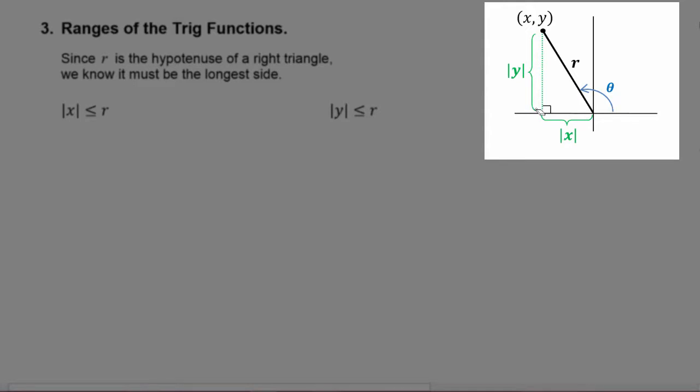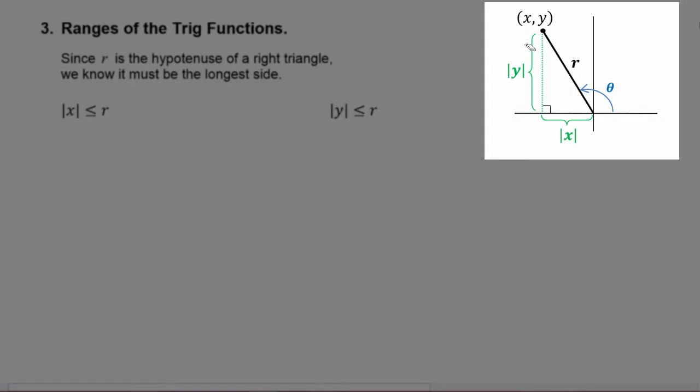Now, the x and y coordinates may be positive or negative depending on whether you're in quadrant 1, 2, 3, or 4. For example, in this case, our x coordinate would be negative, but the length of a side of a triangle, of course, has to be positive. That's why we have absolute value of x here. So in the most general case, we're always going to call the length of this side absolute value of x, the length of this side absolute value of y.